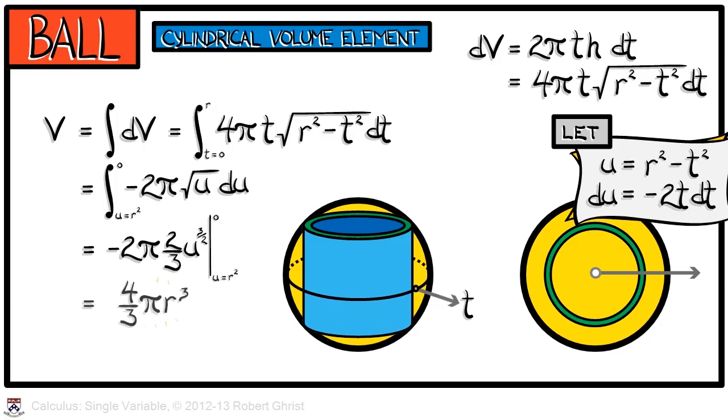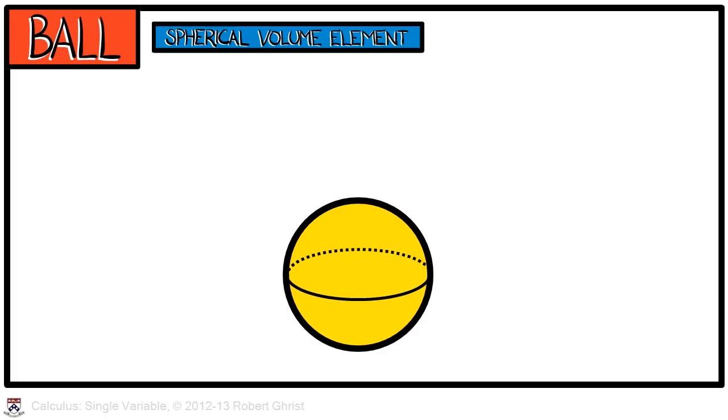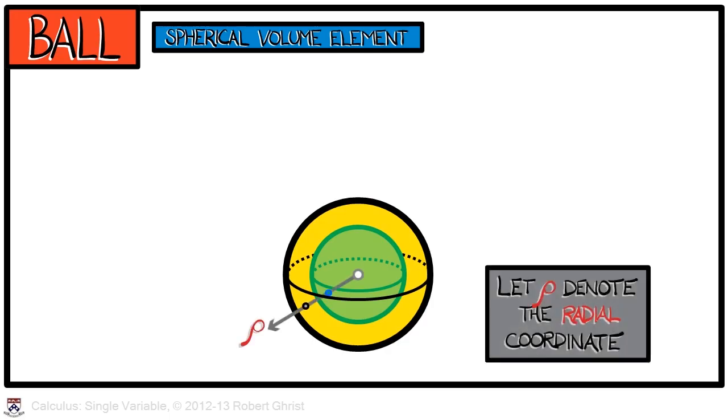Evaluating from r squared to 0 and simplifying the algebra leads to 4/3 pi r cubed. A last method for decomposing the ball and obtaining the volume would be to use a spherical volume element. This is a round shell, concentric with the ball. We're going to need to choose a variable to denote the radius of this shell. Let's call that rho.